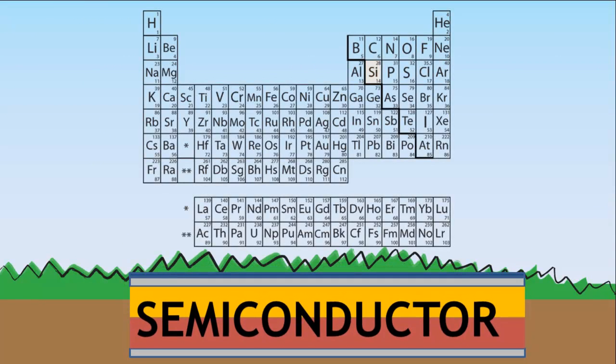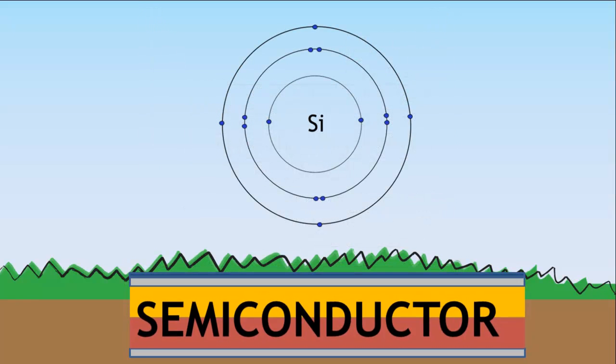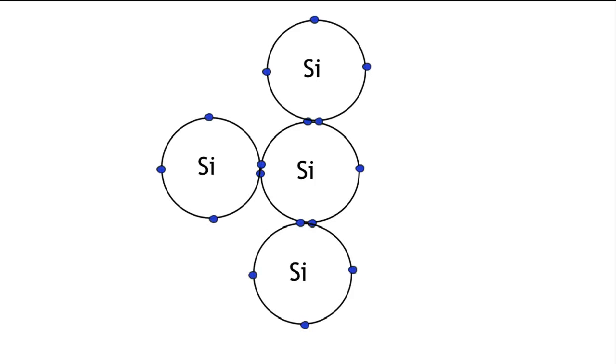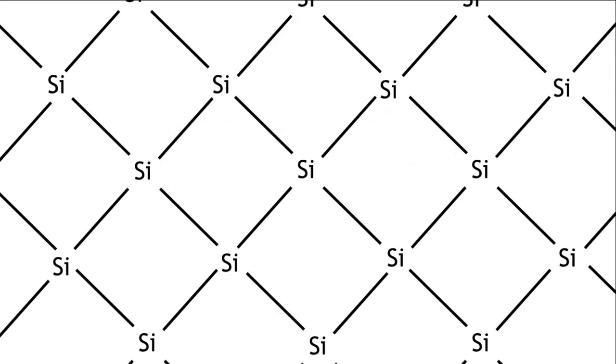Silicon is used as a semiconductor in solar panels. Silicon has 4 electrons in its outer shell. This means that it can form 4 chemical bonds with 4 other silicon atoms. This makes a crystal structure. In this state, silicon will not conduct because there are no mobile charge carriers.